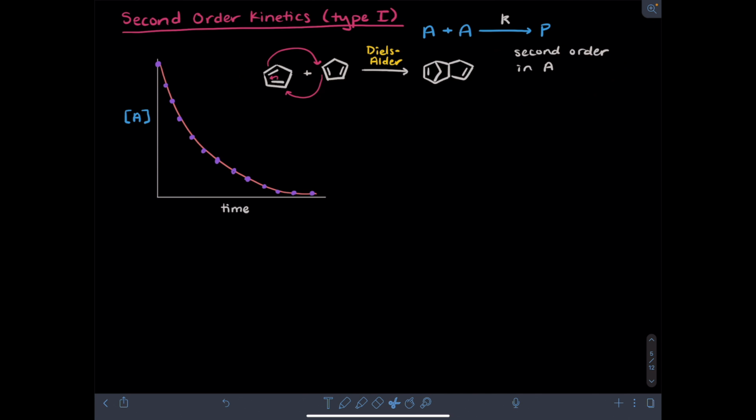Similar to first-order kinetics, if you plot the concentration of your starting material A with respect to time, you will not get a linear fit for second-order kinetics. It will look something like an exponential curve.